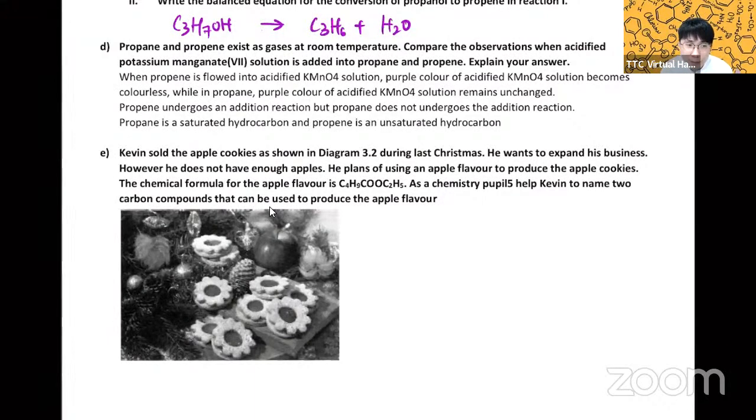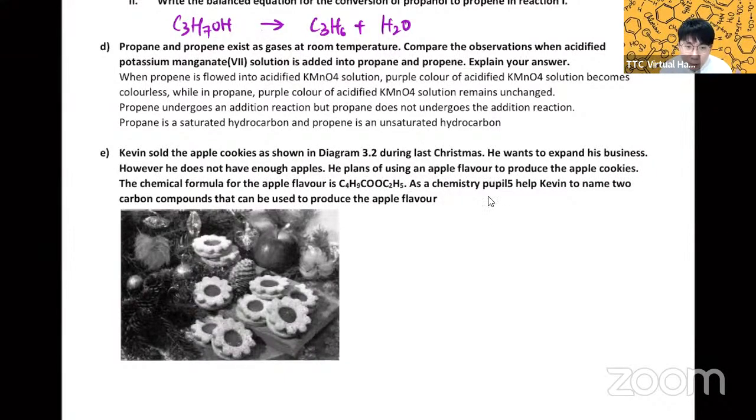So the chemical formula for apple flavor is C4H9COOC2H5. As a chemistry pupil, help Kelvin to name two carbon compounds that can be used to produce the apple flavor. So what is this, guys? The COO in the middle. What homologous series is this? What group is this? Correct. This is actually ester. Yes.